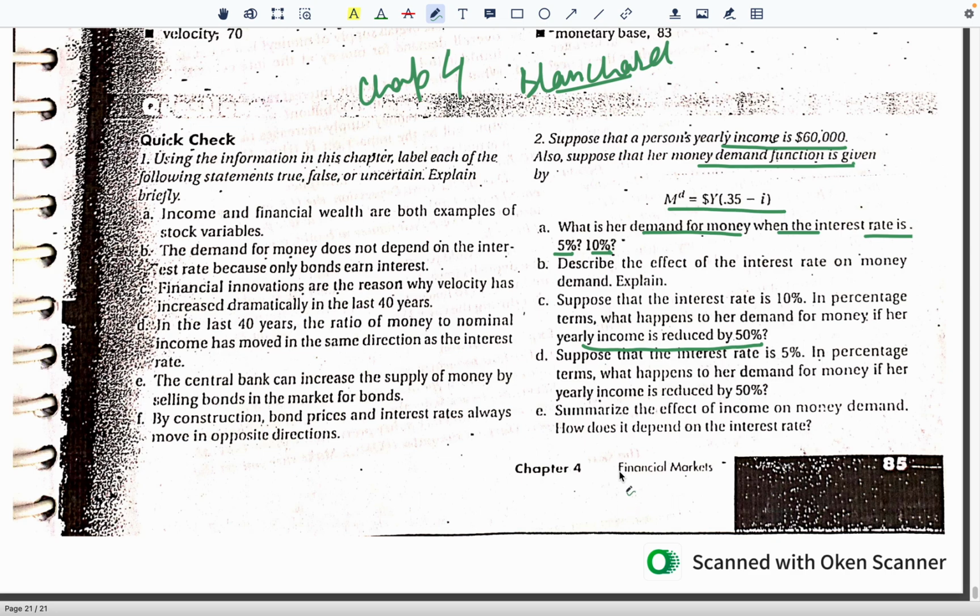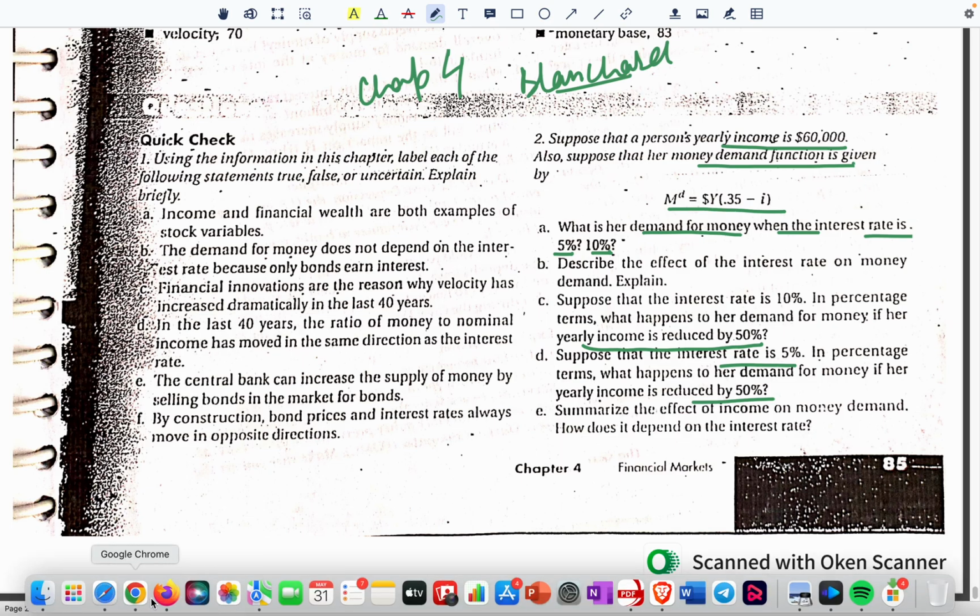Therefore you can say proportionate decline in demand for money. It means if income reduced by 50%, demand for money also reduces by 50%, and vice versa is also true, that if income gets double, demand for money will also be double. Then same thing, calculate if rate of interest is 5%, what happens to demand for money if income is reduced by 50%. So in this case again you can calculate, very simple.